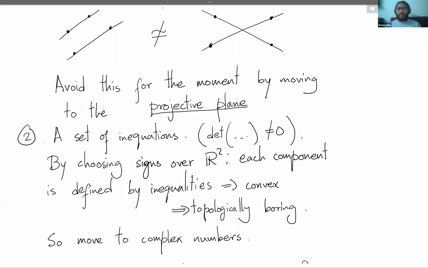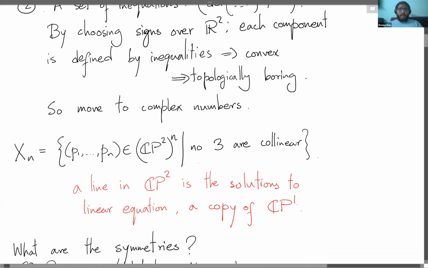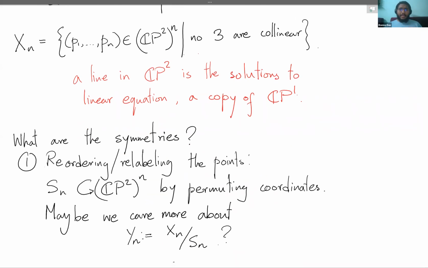So instead, we are going to pass to complex numbers. This complicates the problem, but at the same time, it makes it interesting and has other connections, and we are going to exploit those connections. So this is ultimately a very good thing. Okay, so this is going to be my space. X sub n is the set of n-tuples of points in the complex projective plane so that no 3 are collinear. And in case you're not super familiar with the projective plane, a line is literally a solution of a linear equation, and so that's a copy of the projective line.